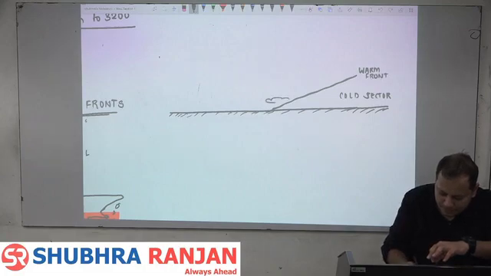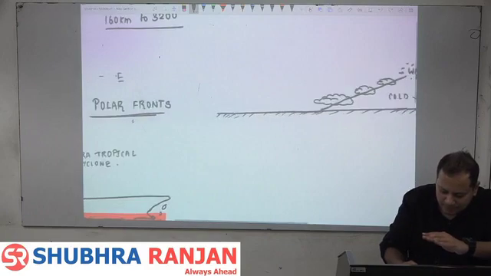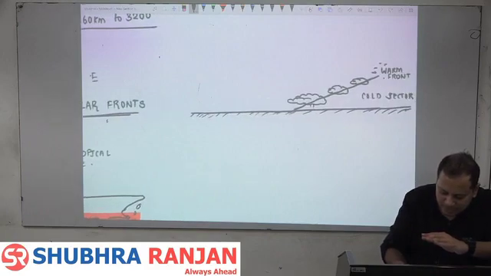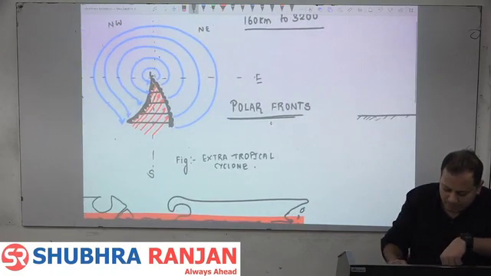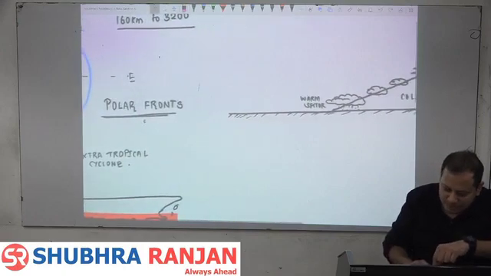Which will be having nimbostratus, altostratus, cirrostratus, and then cirrus clouds in the sky, up to 12 kilometer height. This is the region where there will be rainfall, continuous precipitation. Then after that there is a warm sector. Can you see here? Warm sector. Just try to understand these two diagrams. After that, what will be there?